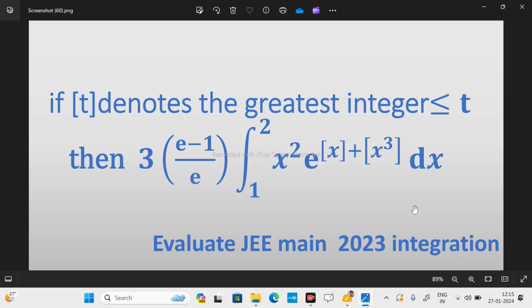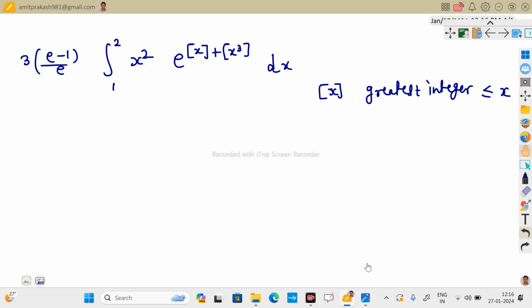Bracket of t denotes the greatest integer less than or equal to t, then we have to find out the value of 3(e − 1)/e times the integral from 1 to 2 of x² e^([x] + [x³]) dx. So we have to integrate this function.